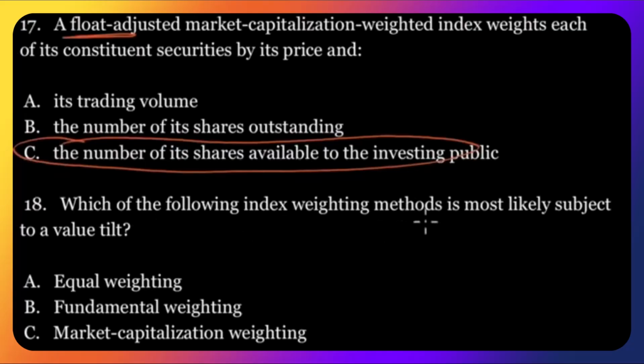Which of the following index weighting methods is most likely subject to a value tilt? What's a value tilt? That means overweighting undervalued securities, a contrarian effect. Equal weighting, fundamental weighting, or market cap weighting? We said market cap weighting would tend to overweight companies that went up in price because they would have a higher weighting in the index. This is momentum driven. We can get rid of that. Equal weighting is always equal. It makes no distinction. Fundamental weighting has a value tilt. Value tilt meaning that it'll underweight overvalued securities and overweight undervalued securities.